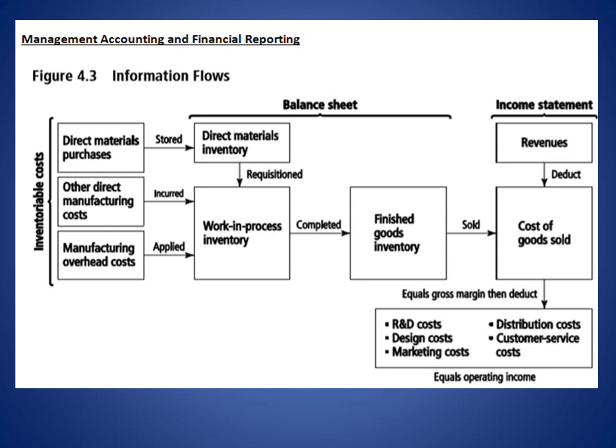And when it's completed, it becomes finished goods inventory. All these inventories will be recorded in the balance sheet. Then this finished goods inventory will be sold, and the cost of selling it is known as the cost of goods sold, which will be stated in the income statement. So revenue minus the cost of goods sold will be equal to the gross profit or the gross margin. And then when we deduct costs like R&D, design, marketing, distribution, and customer service costs, we get the operating income.